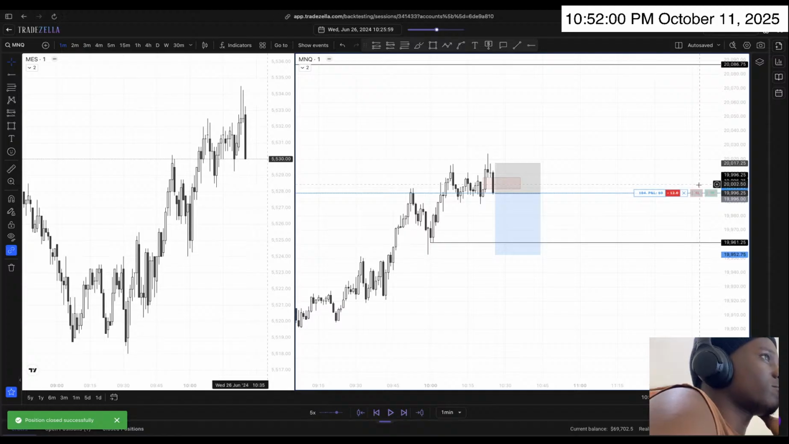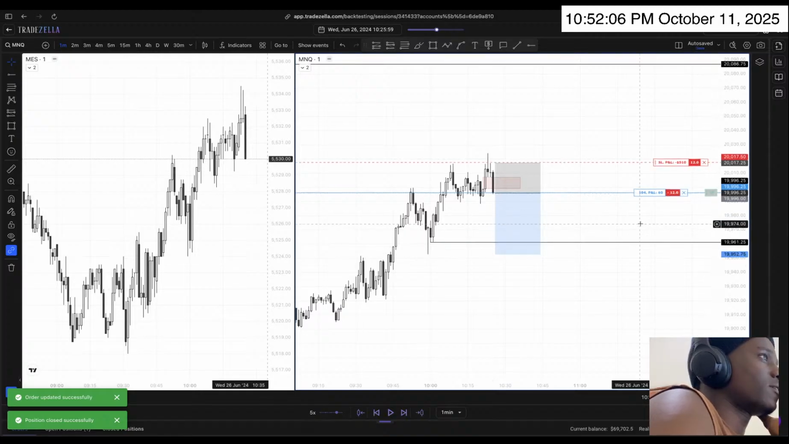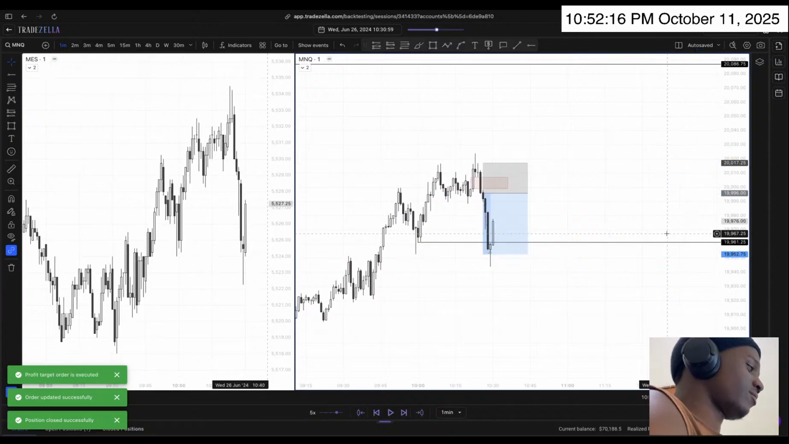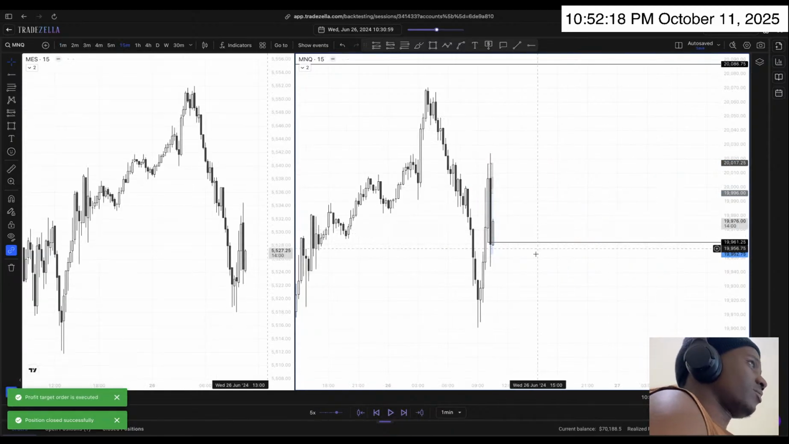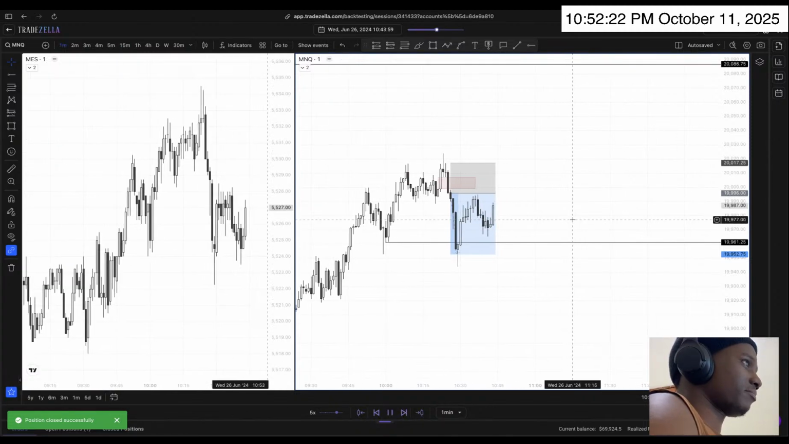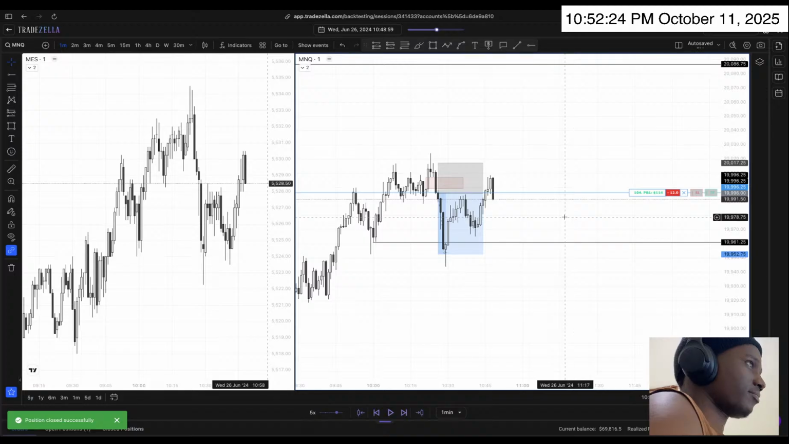Now my stop will be right here and take profit right there. Take profits there. So this is the internal movement. I'm pretty sure it could continue going higher. Very risky sell, but I think it was worth it.